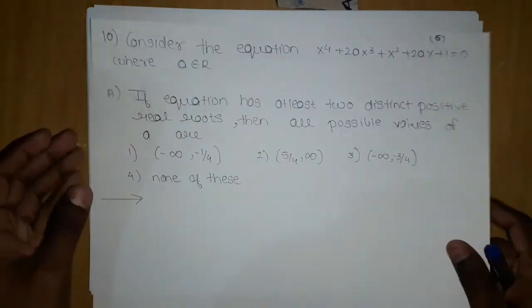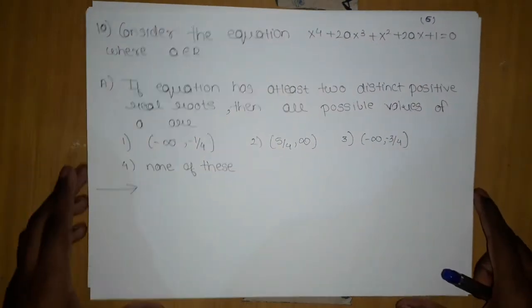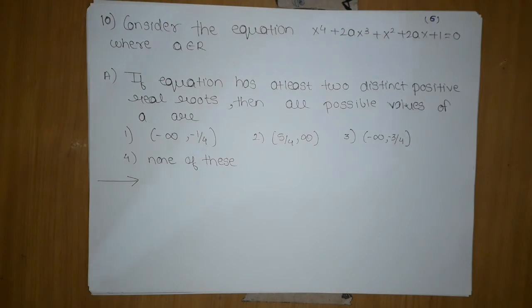Now see, this is the 10th comprehension. Consider the equation x raised to 4 plus 2a x cube plus x square plus 2a x plus 1 equal to 0, where a belongs to R. Okay, the comprehension is done. Nothing great in the comprehension. They have given a biquadratic, meaning a double quadratic.